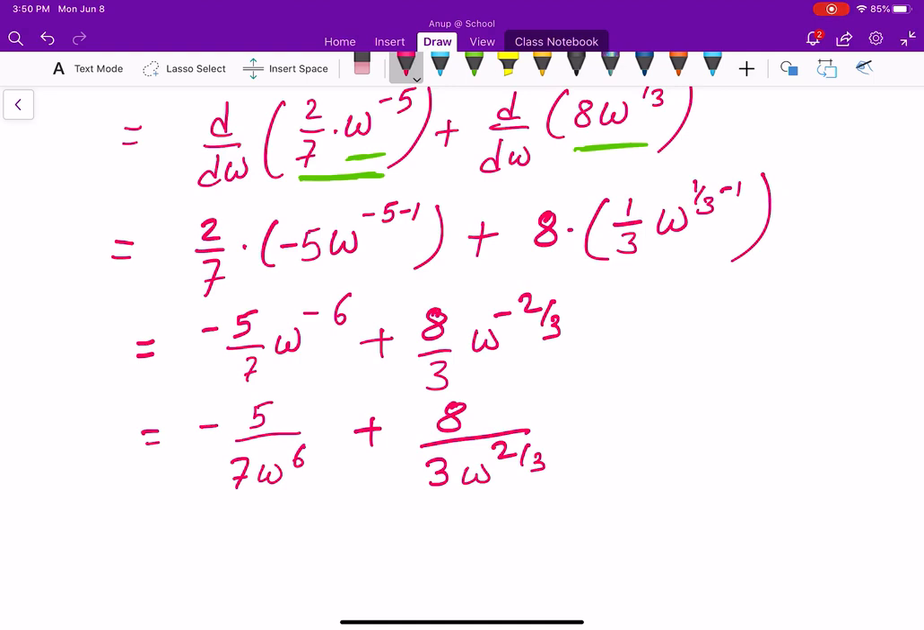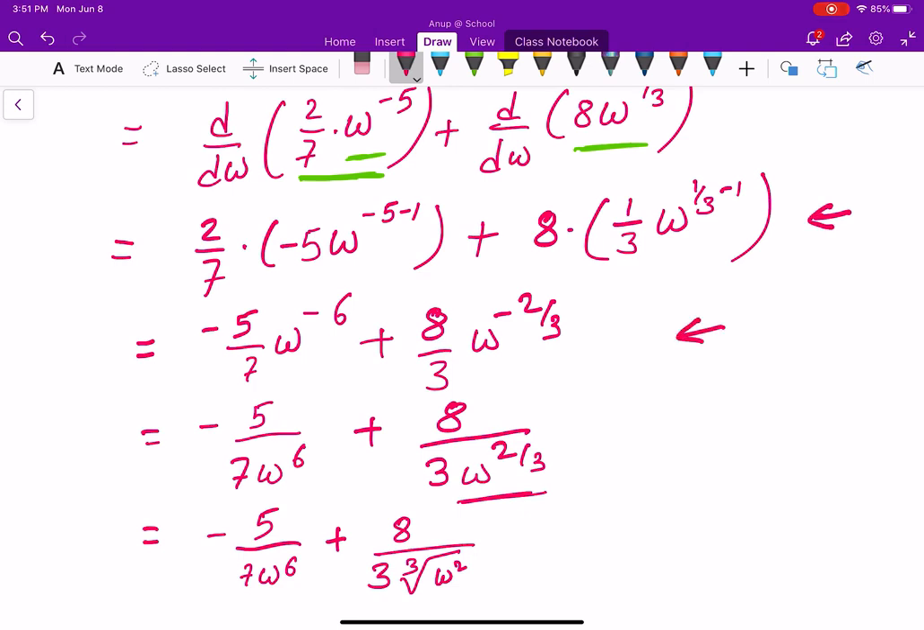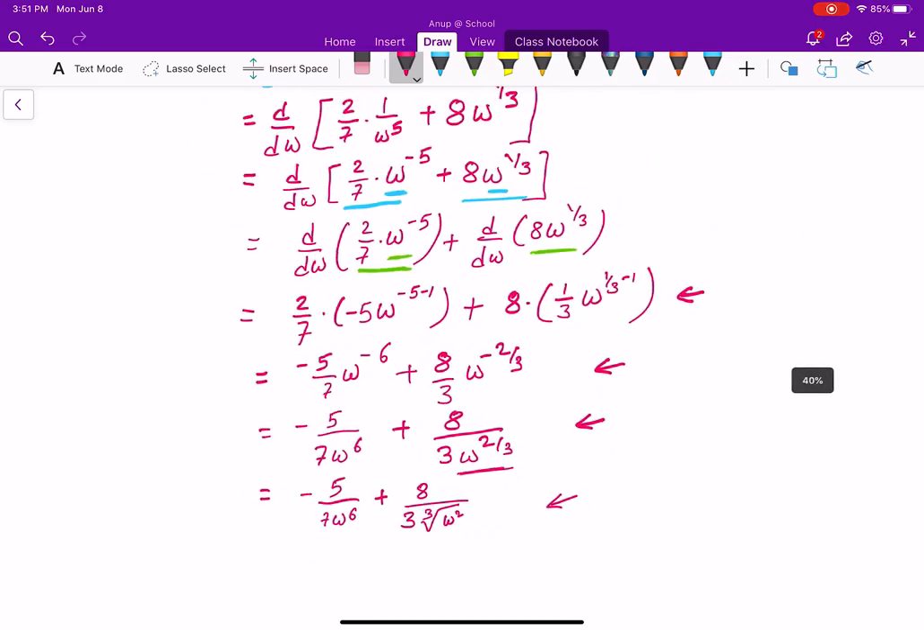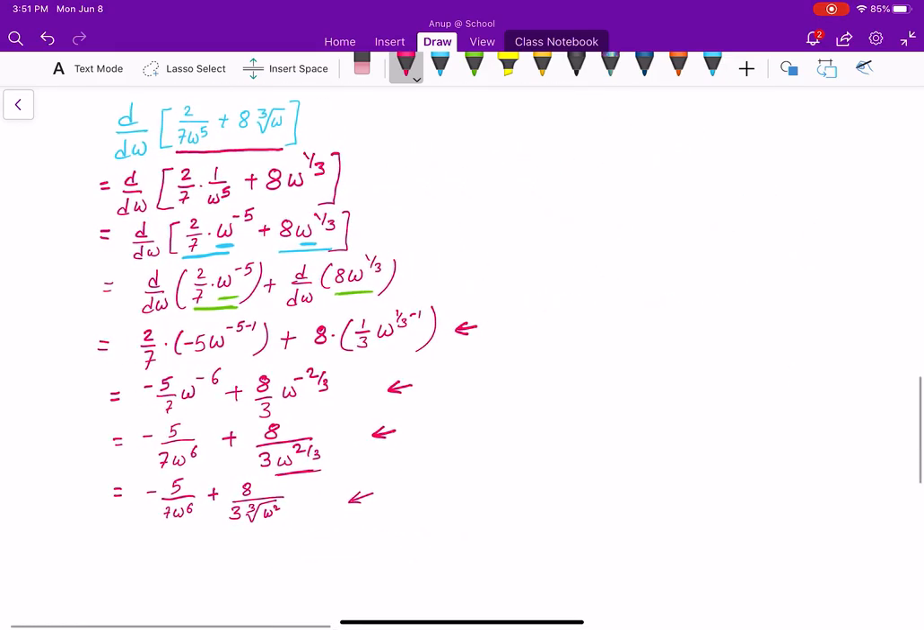Or if you want to change this into radical form, the second term can be written as 8/3 times the cube root of w squared. So this is already the derivative of the function. If you want to rewrite it in this form, or in the positive exponent form, or change the exponent into the radical form, we have a couple of alternatives. So that is the derivative of 2/7 times w to the power 5 plus 8 times the cube root of w. This is the required derivative.